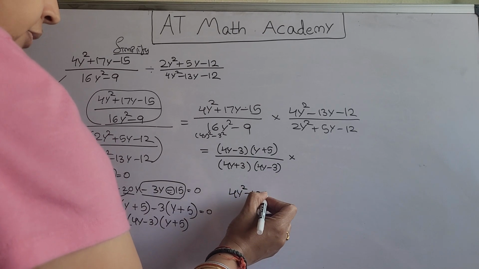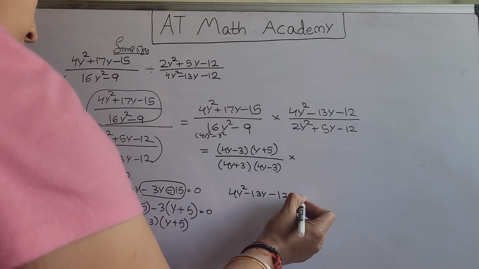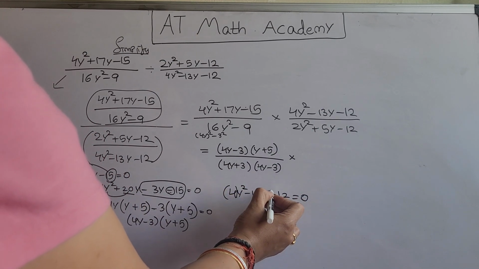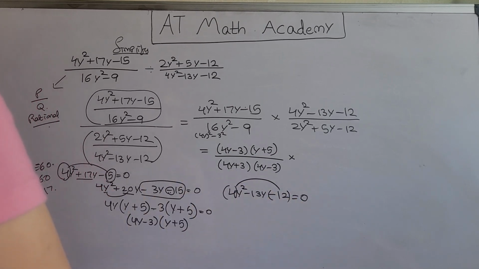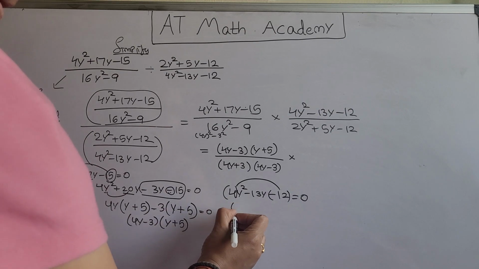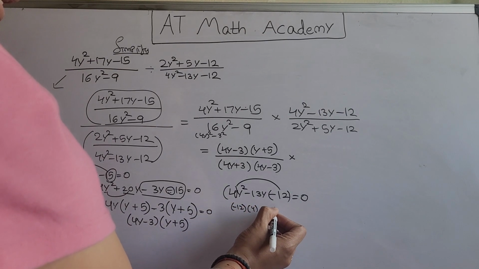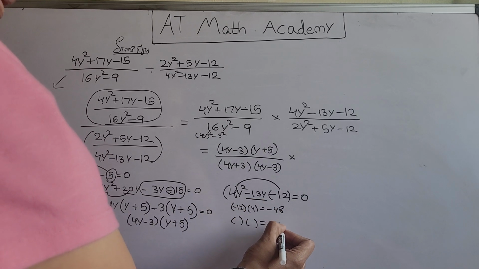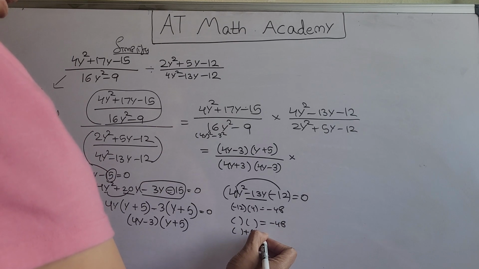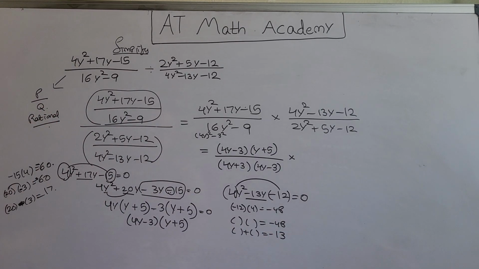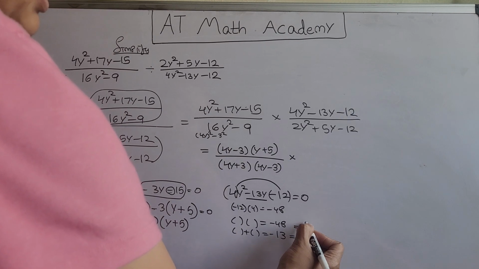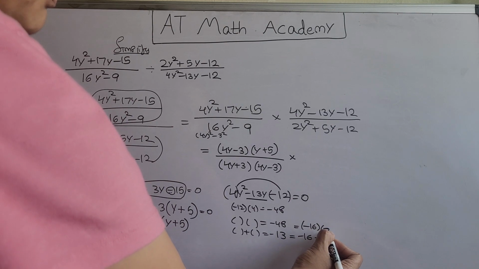Let's find the roots for 4y square minus 13y minus 12 equal to 0. When you multiply the corner values, minus 12 times 4 gives us minus 48. Whenever you multiply the two roots, you need to get minus 48, and whenever you add the two roots, you need to get minus 13. So 16 times 3 is 48, and 16 minus 3 gives us 13. But for getting minus 13, I can take it as minus 16 plus 3, and for getting minus 48, minus 16 into positive 3.